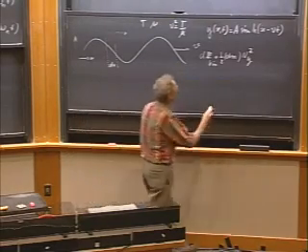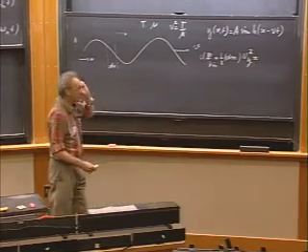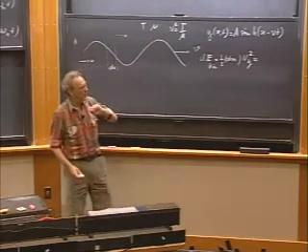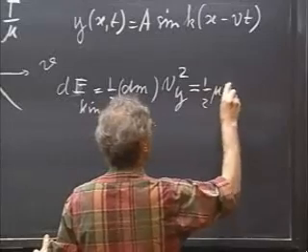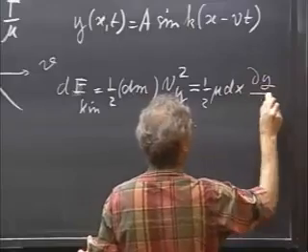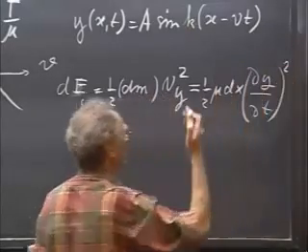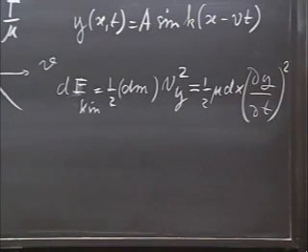So I can write this down. dm is obviously mu times dx. If I have a length dx here, and I have mu kilograms per meter, so I get here 1/2 mu times dx. And for this, I write down (dy/dt) squared. Is the velocity in the y direction, and I use partial derivatives because I do it at a given location for x.